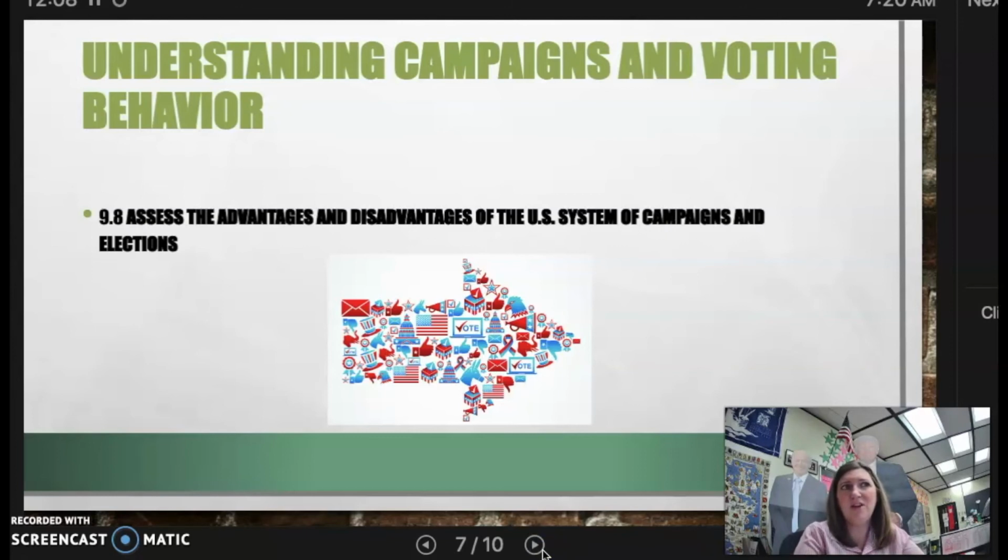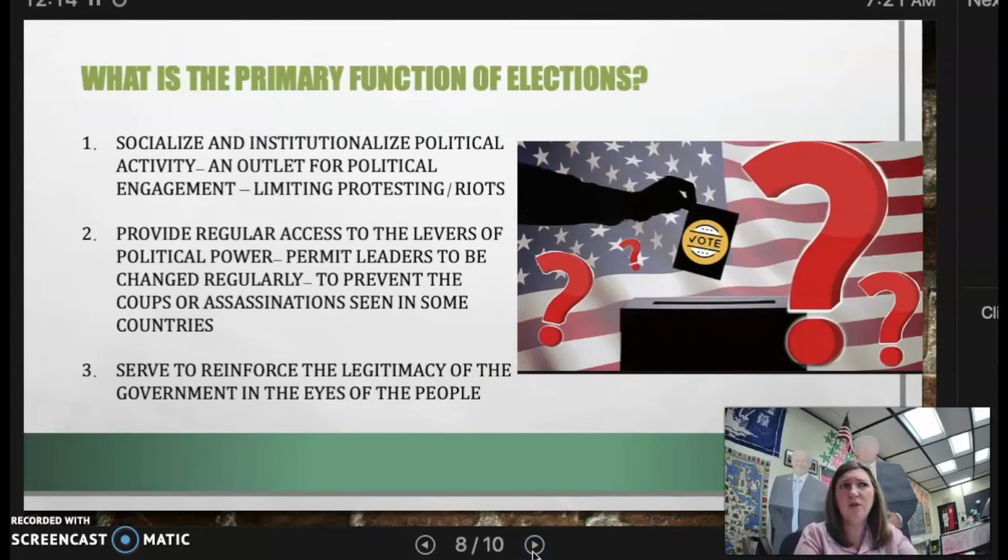What about the advantages and disadvantages of the US system of campaigns and elections? Let's talk about that for a few minutes. So let's remember what the primary function of elections is, right? There's three. One, we want to socialize and institutionalize political activity. It's an outlet for political engagement, and it tends to limit protesting and riots because people see that they can directly get involved in the process and make a difference. Two, it provides regular access to the levers of political power.